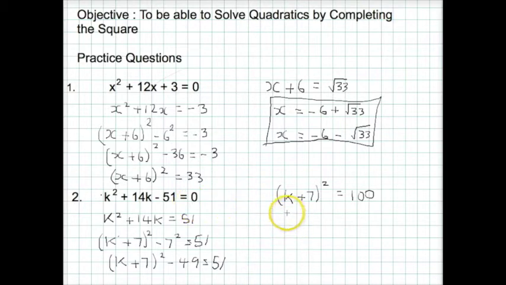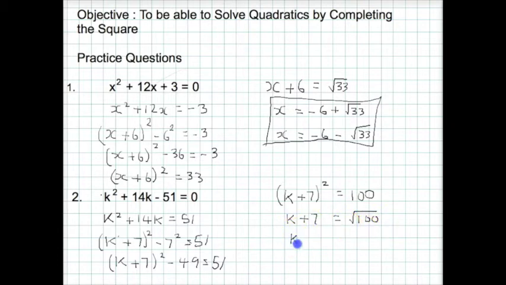I'll show you what I mean. If we now find the square root of both sides, we have k plus 7 equals the square root of 100. The temptation is to not even write that down, just write 10. Then you're probably going to forget that the square root of 100 could also be minus 10. So please write in root 100, and then it should remind you that there are obviously two answers to that.